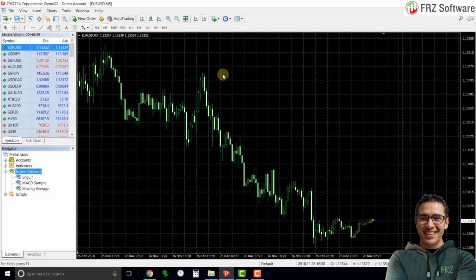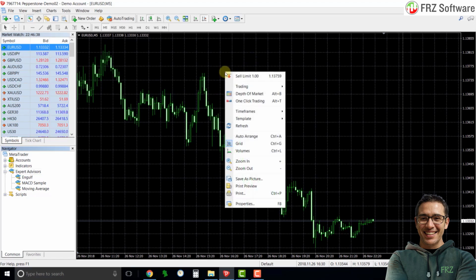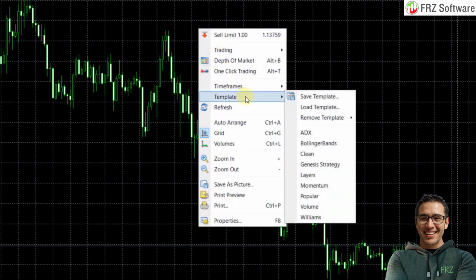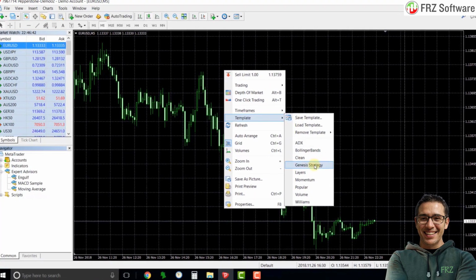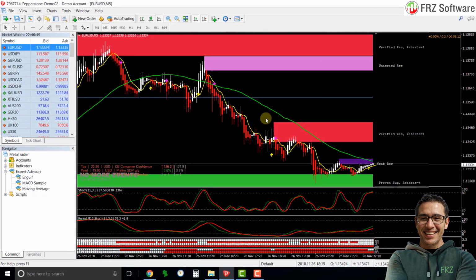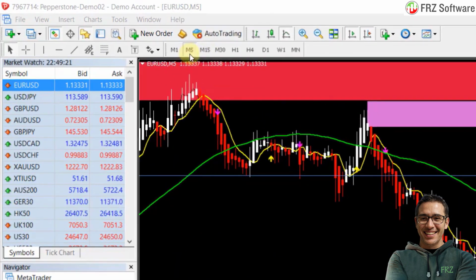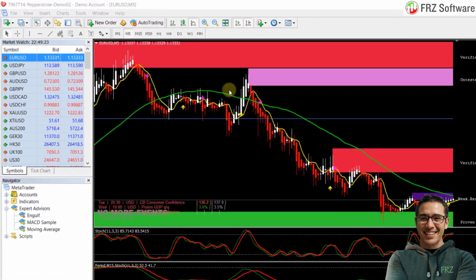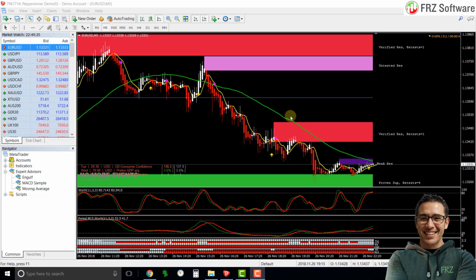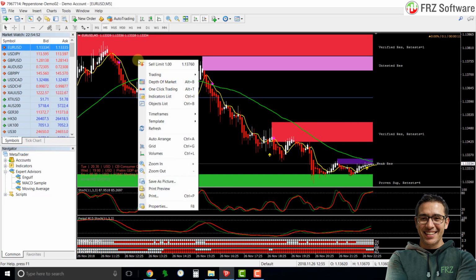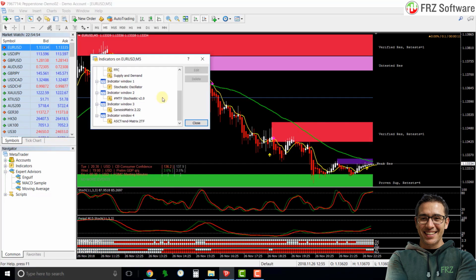Now you can right-click on the chart area and go to Templates and simply select Genesis Strategy. Now we have loaded the template. And also make sure we are on a 5-minute chart, because this strategy works on 5-minute charts. And also, we have added few more indicators to the original template. Let's take a look at each of the indicators we have. Just right-click, select Indicators, and here is a list of indicators we have.